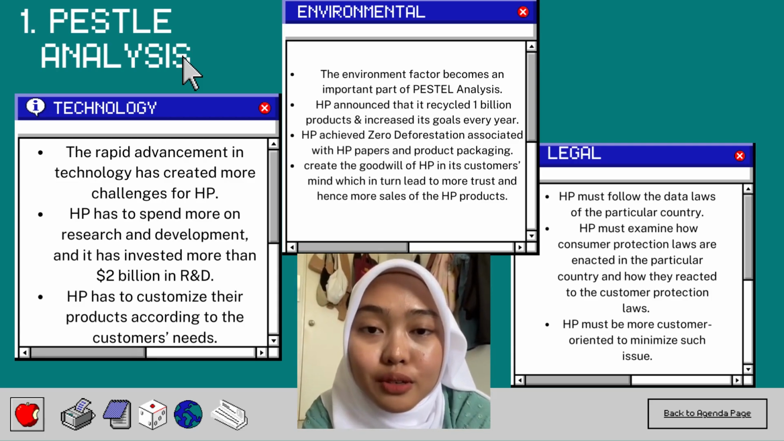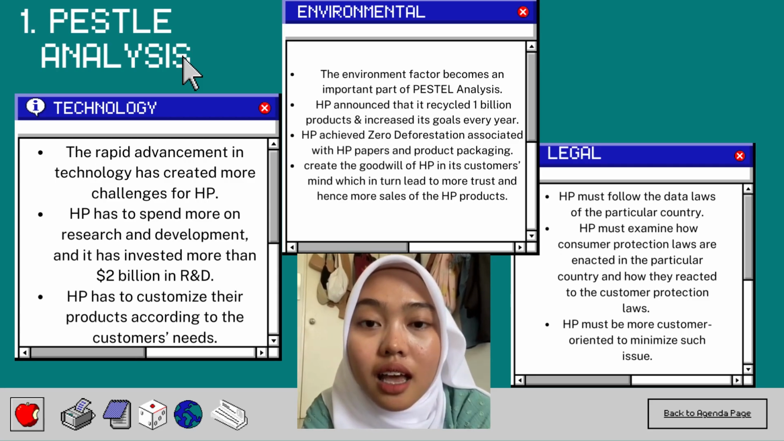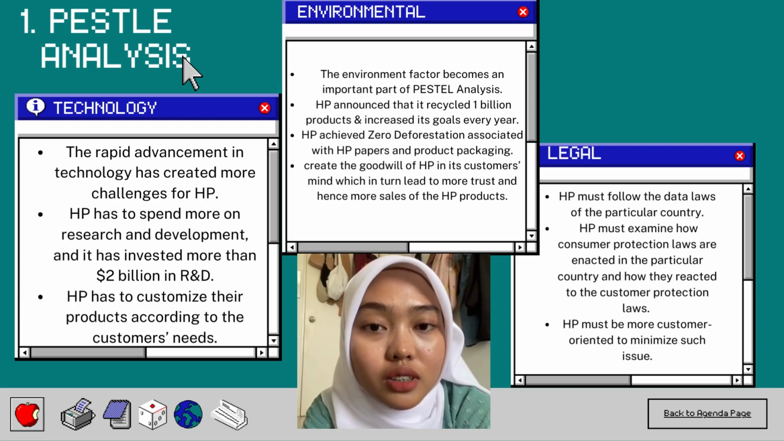Lastly, with the growing concerns regarding the environment and sustainability, the environment factor becomes an important part of PESTLE analysis. HP announced that it recycled 1 billion products, and from then onwards, it increased goals every year. Because of these efforts, HP ranked number 1 for many years in many environmental sustainability indexes. The company releases a global responsibility report which focuses on how HP uses its products and services for better use for mankind. HP has achieved zero deforestation associated with HP papers and product packaging.